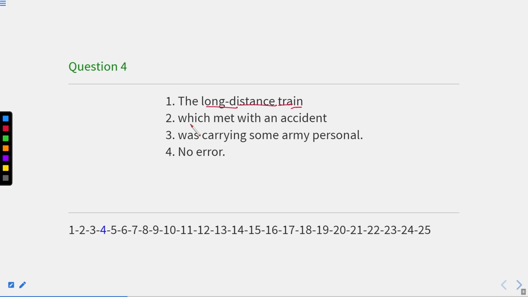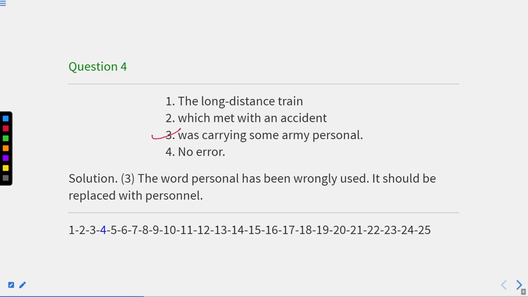The long distance train which met with an accident was carrying some army personnel. Now here we have the word personal. Personal means of self, something which is of ourselves. Here the error is in part 3. Why so? The word personal has been wrongly used. Personal means of self, something which belongs to us. It should be replaced with personnel.